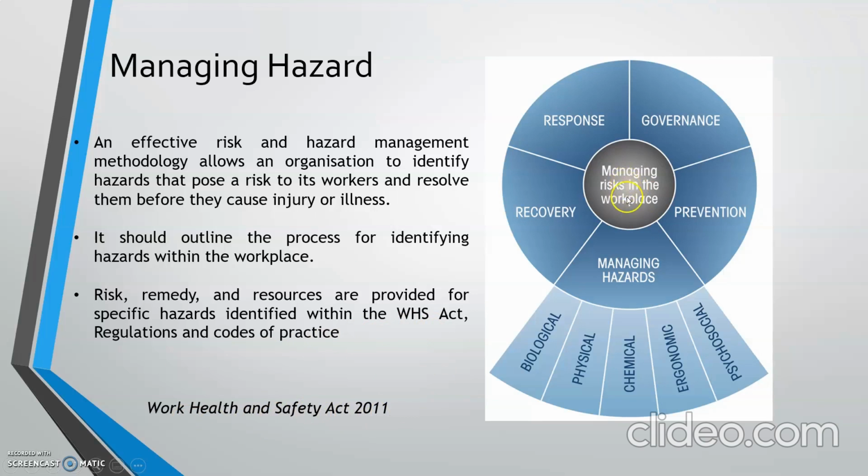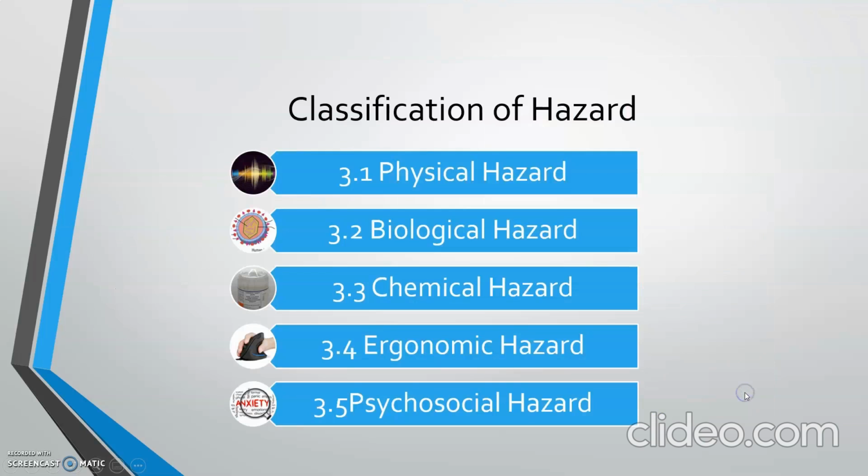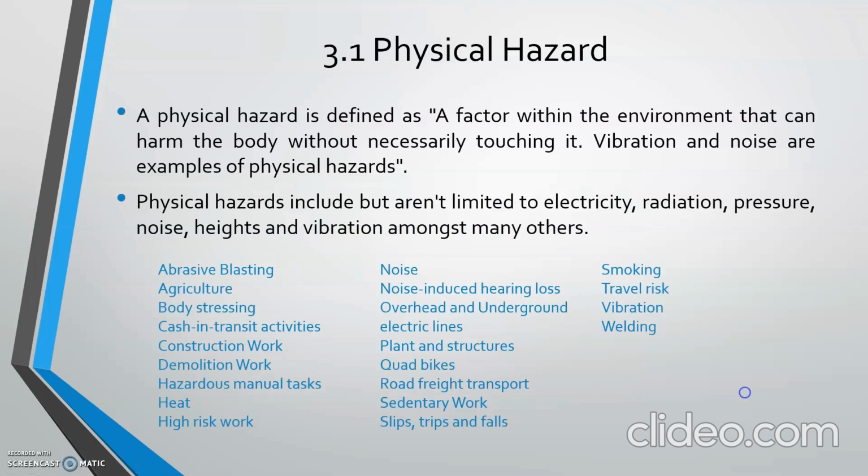So for managing risk in the workplace, there are several factors to look out. Okay, first, response, governance, prevention, recovery. And for managing hazard, the managing hazard will classify into 5 types of hazard, which is biological, physical, chemical, ergonomic, and psychosocial. So first we're going to look into physical hazard.